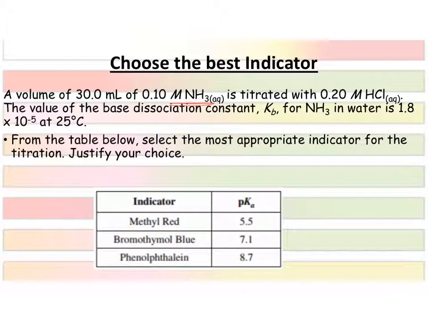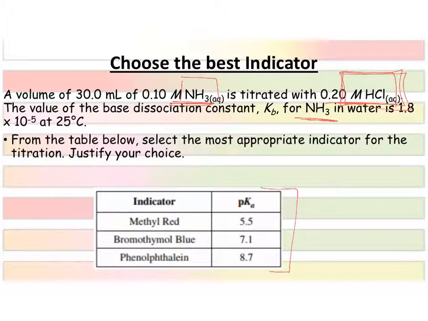So we are starting with a weak base, and we're titrating it with a strong acid. We're given the Kb for our weak base, and then we're given a bunch of pKa values for indicators. So I need to know the pH at equivalence. And what I have here is a weak base, strong acid, so I know that my pH at equivalence is going to be acidic because, like I just said, I have a strong acid, weak base. So it's going to be an acidic salt.